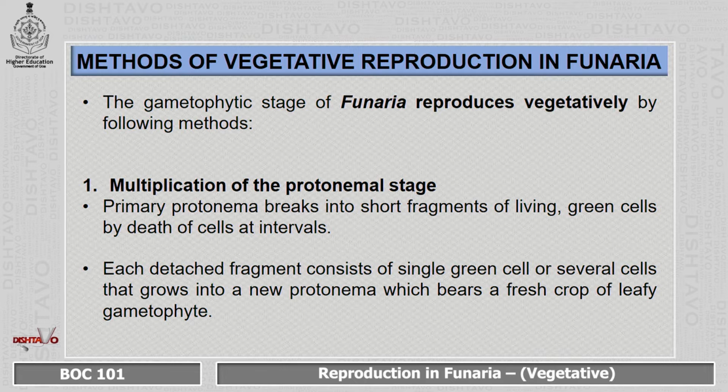In this method, the primary protonema breaks into short fragments of living green cells by death of cells at various intervals. Each detached fragment consists of several green cells that grow into a new protonema, which bears a fresh crop of leafy gametophyte. This new protonema has the capacity to grow into a new gametophyte.